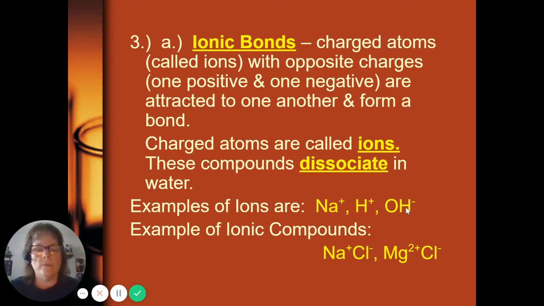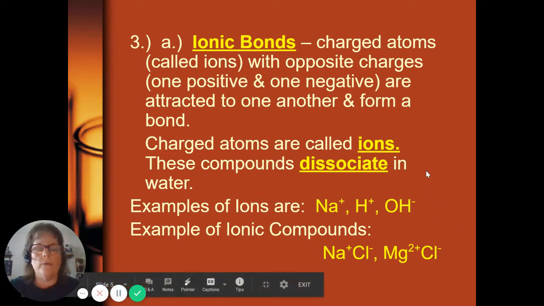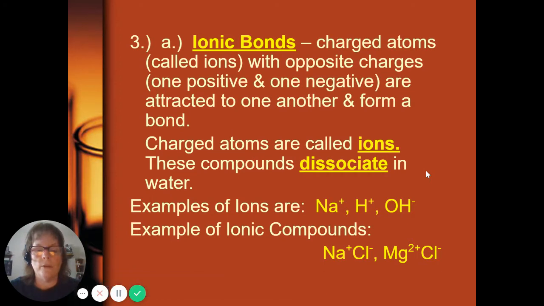They're charged atoms. And the way you get an ionic bond is opposites attract. Okay, so you have to have a positive atom and a negative atom, and they will be attracted to one another, okay, which will form a bond. These particular types of bonds, or the compounds that form these bonds, dissociate easily in water, which means they dissolve fairly well in water.